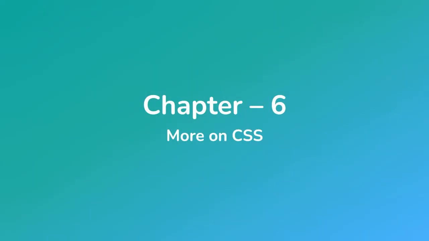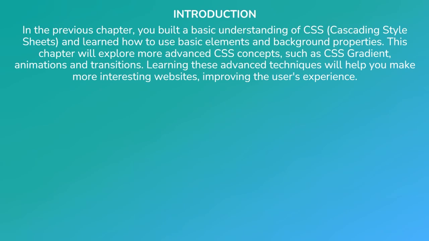Chapter 6. More on CSS. Introduction. In the previous chapter, you built a basic understanding of CSS, cascading style sheets, and learned how to use basic elements and background properties. This chapter will explore more advanced CSS concepts, such as CSS gradients, animations, and transitions. Learning these advanced techniques will help you make more interesting websites, improving the user's experience.